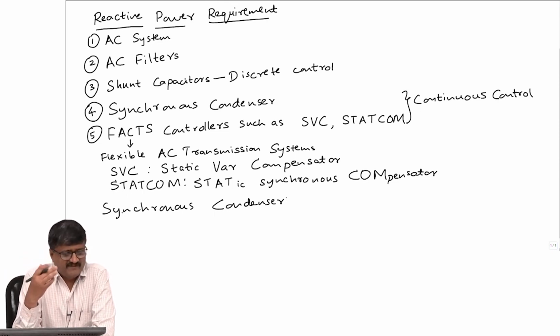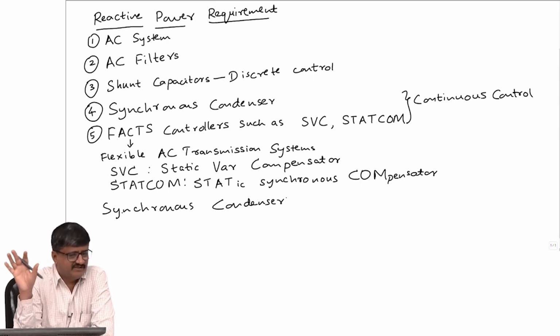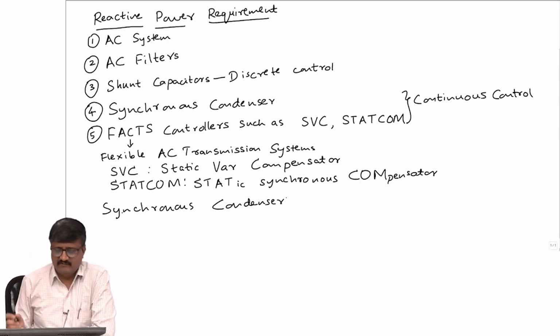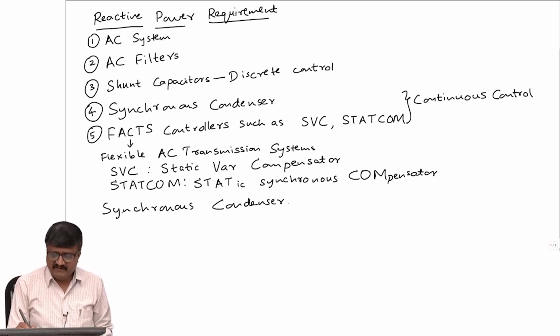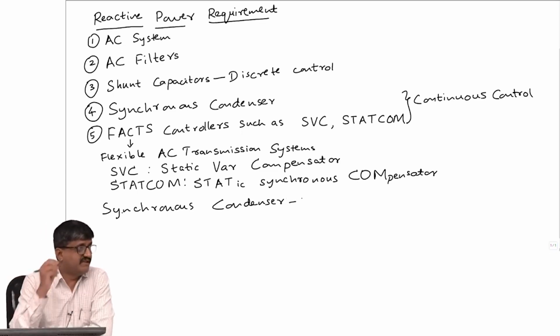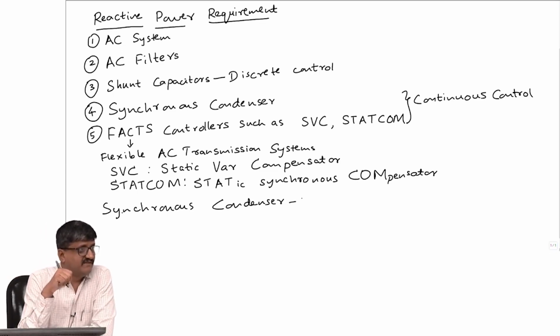If you take the losses into account, one can say it's a motor. But normally you connect a mechanical load to the shaft, and there is no such mechanical load. There is no prime mover as well. Now, what are the problems? There are some disadvantages due to the use of a synchronous condenser.